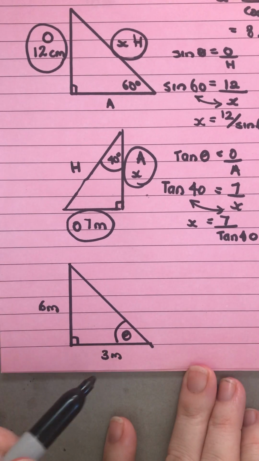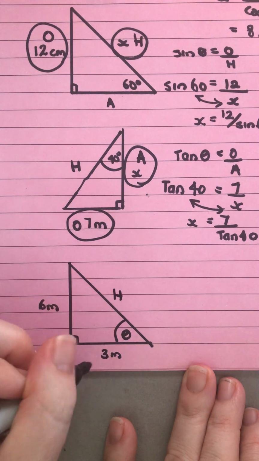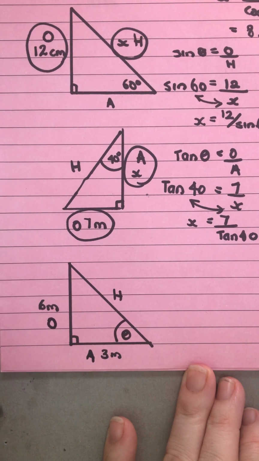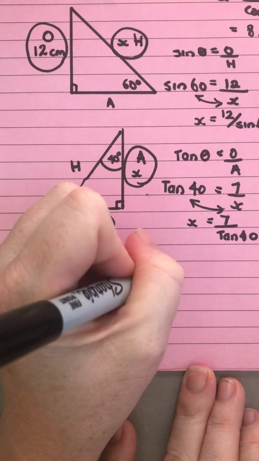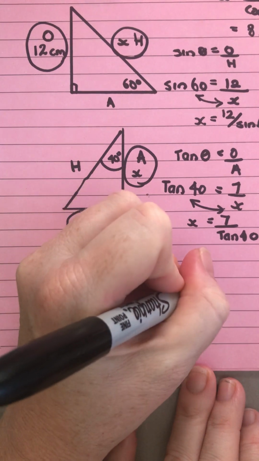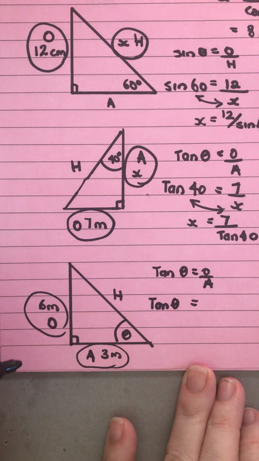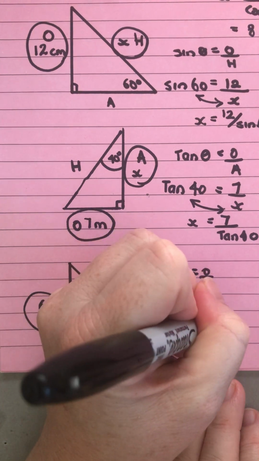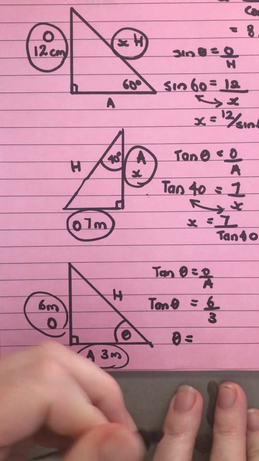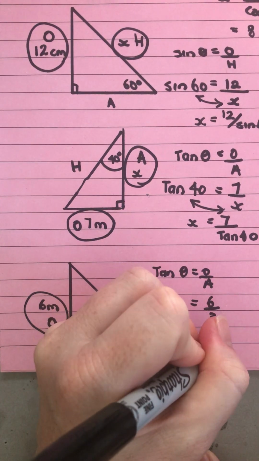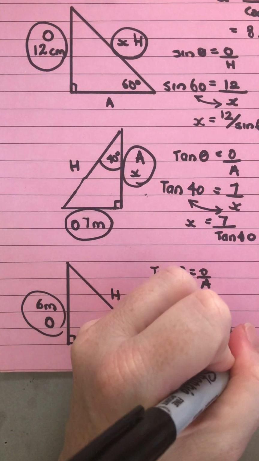So first, like every other question, labelling our triangle, H, A, O. And then that means when I circle, I've got O and A. So I've got tan theta equals opposite over adjacent. So that means I have tan theta is equal to 6 over 3. So then to get the theta, I've got to do the opposite of tan, or the inverse of tan. And the little symbol we use is tan to the negative 1 of 6 on 3.